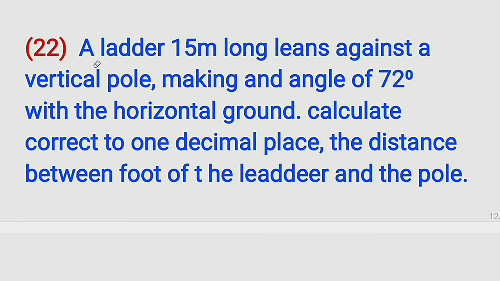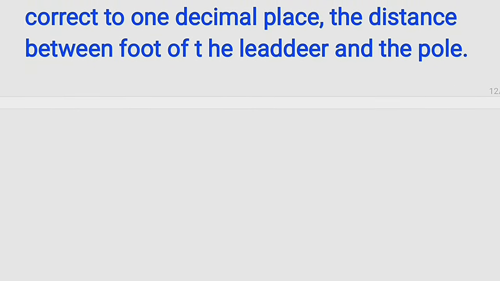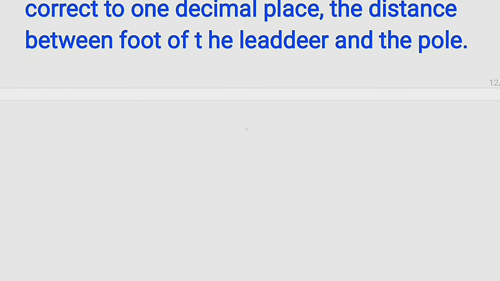Question number 22 reads, a ladder which is 15 meters long leans against a vertical pole, making an angle of 72 degrees with the horizontal ground. We're asked to calculate, correct to one decimal place, the distance between the foot of the ladder and the pole. Alright, let us make a sketch here.